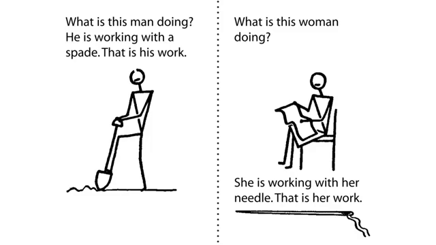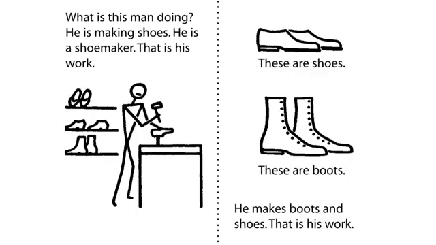What is this man doing? He is working with a spade. That is his work. What is this woman doing? She is working with her needle. That is her work. What is this man doing?